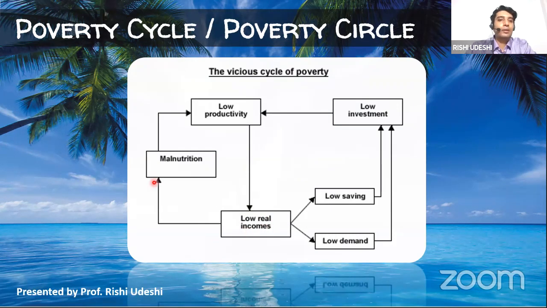वो एक malnourished बंदा रहेगा. He'll be a very malnourished guy. And since he's a malnourished guy, he will have low productivity. He's basically even struggling for his daily food. Since he has low productivity, he will have low real incomes. Are you getting it? So this is one side of it.